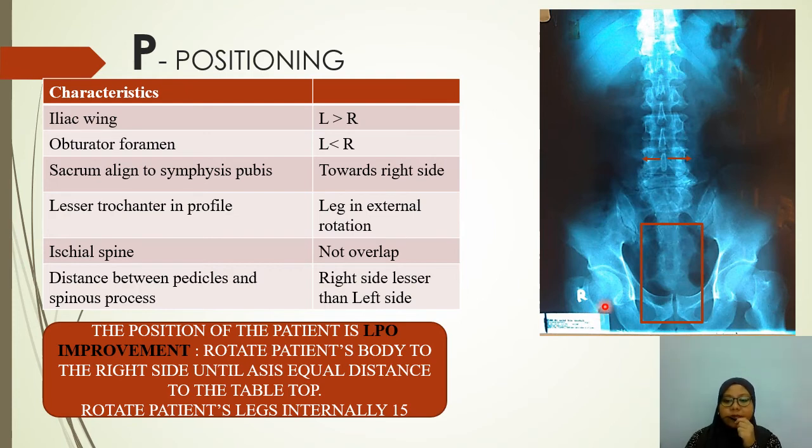So to improve this, we must rotate the patient's body to the right side until ASIS is at equal distance to the tabletop. And for the leg, rotate the patient's leg internally 15 degrees, because the leg of the patient is in external rotation.